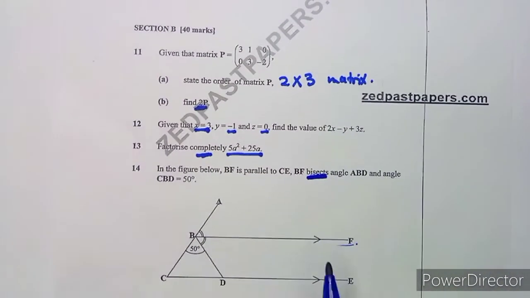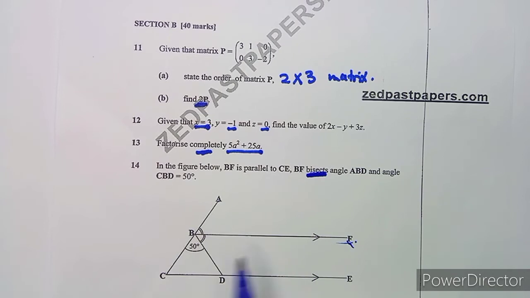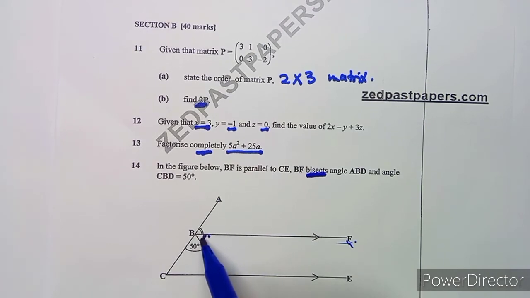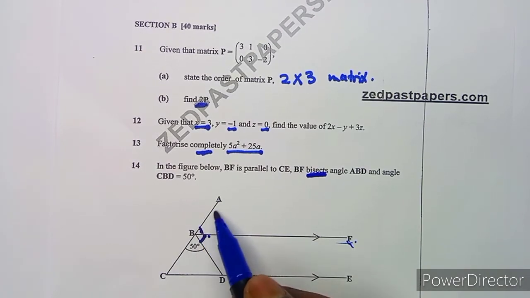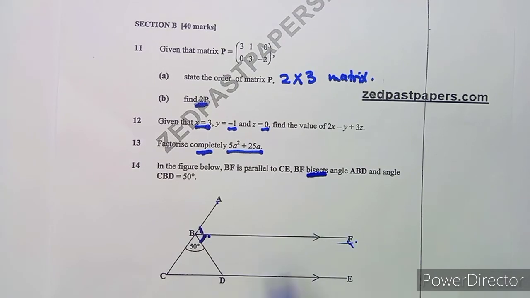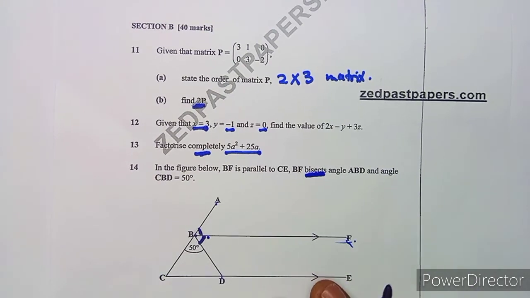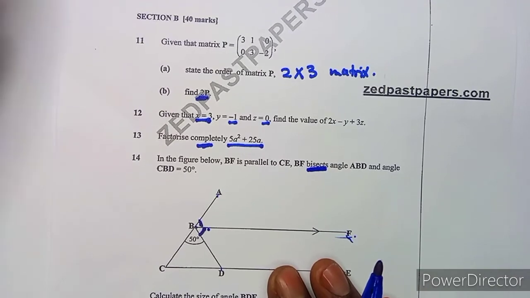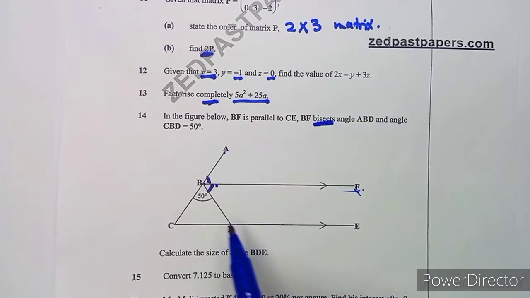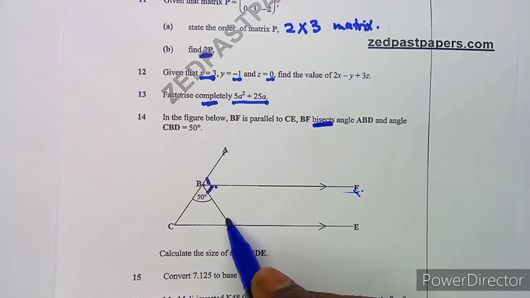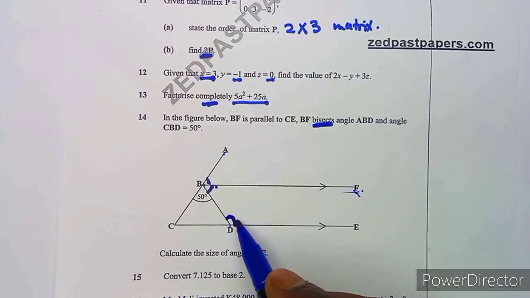So that means this line here, BF, is going to divide angle ABD into two equal parts. That's this angle here that you see, and this angle here. They are equal: ABF and this angle here, DBF. They are going to be equal. And the question is for me to calculate the size of angle BDE, which is this angle here, the one that I'm asked to calculate.